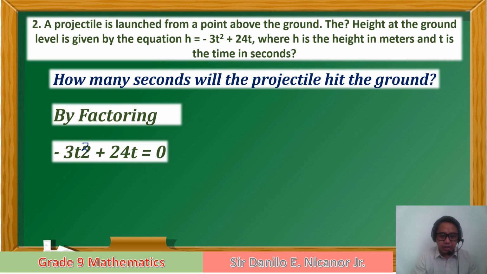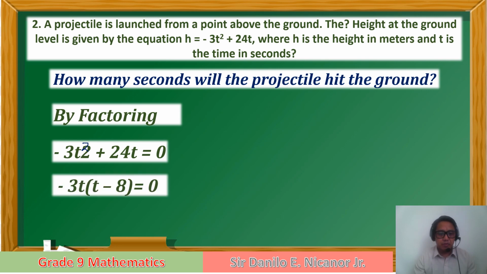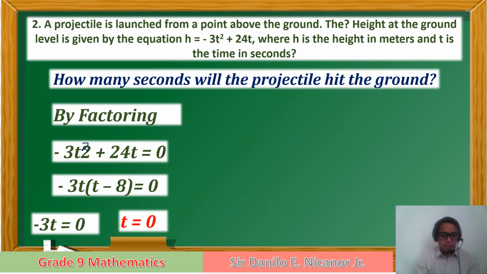Pag ganito, common factor lang. Anong common factor nila? Negative 3t. So, labas mo yung negative 3t, then t minus 8. Divide mo negative 3t squared divided by negative 3t, t. 24t divided by negative 3t, negative 8. Gamitan mo ng zero product property. You will have negative 3t equal to 0, t is equal to 0. 0 divided by negative 3 is 0.